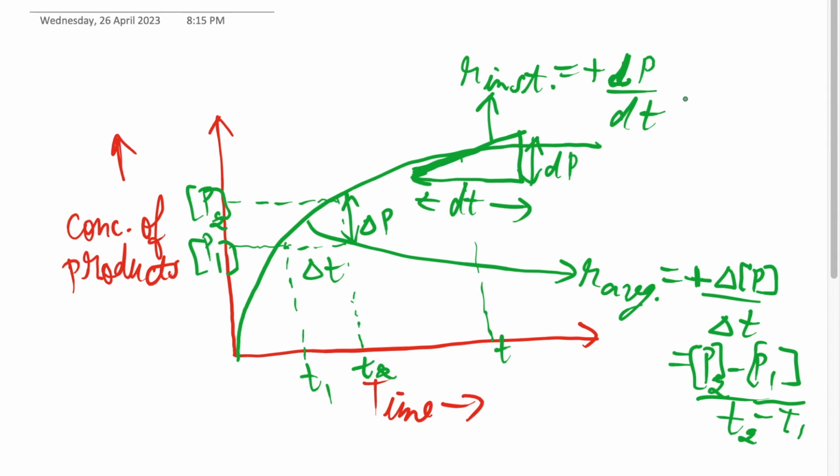It is simply dy by dx. So this is the slope of the curve of concentration of products versus time graph.